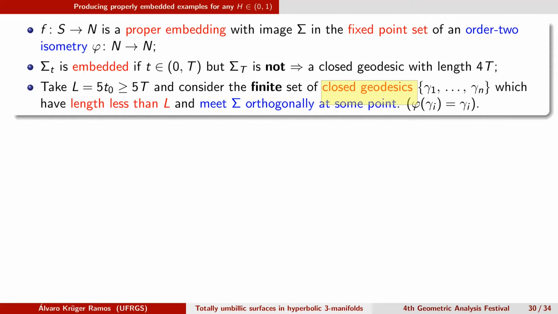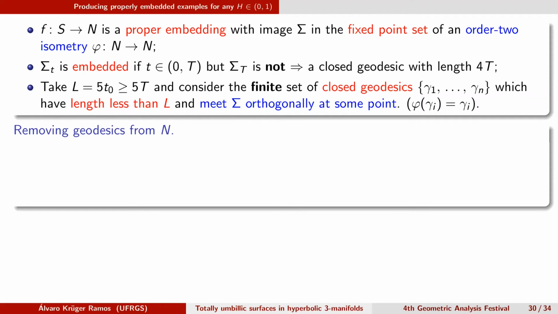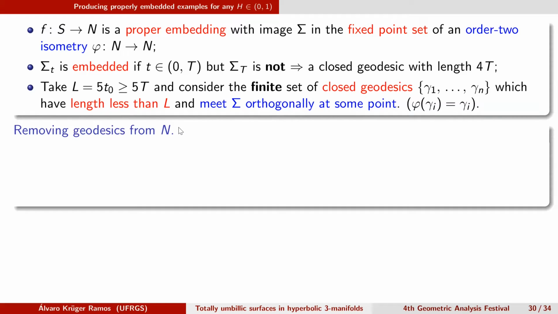If you take the set of closed geodesics with a bounded length in a hyperbolic trimanifold of finite volume, this set is always going to be finite. Okay, so what's the idea here? We need to remove these geodesics, because if you don't have geodesics with lengths less than L, you can go a little further on with your embedded T-parallel surfaces. That's the whole idea. We need to remove these geodesics from N.